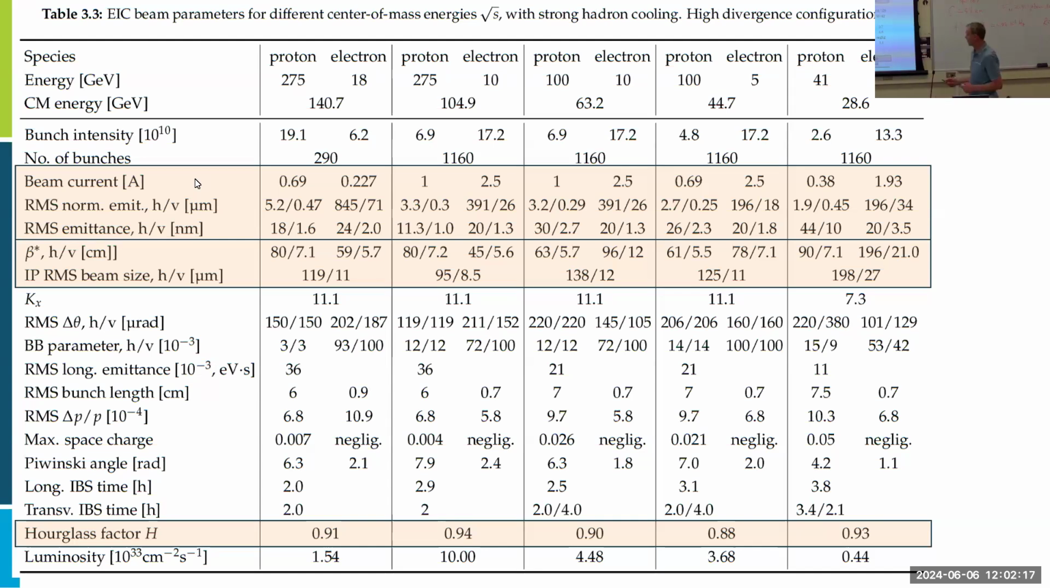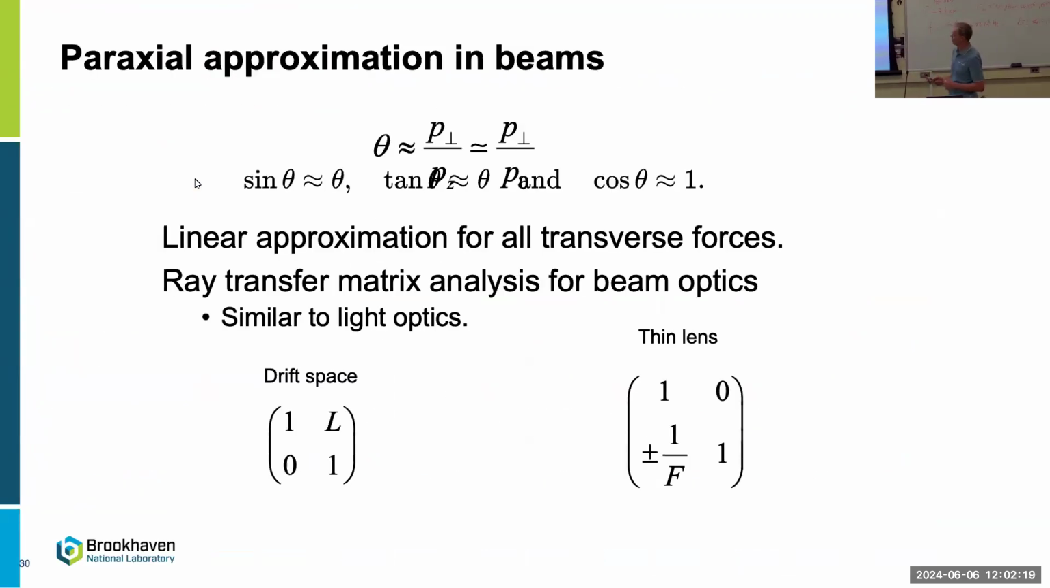I am actually running out of time, so I'm going to try to talk about focusing now. Remember my three simple recipes to build an accelerator. One is you need particles. We know where particles come from. We accelerate, using either a battery or radio frequency fields. We bend using dipole fields, and now we need to understand how one can focus.